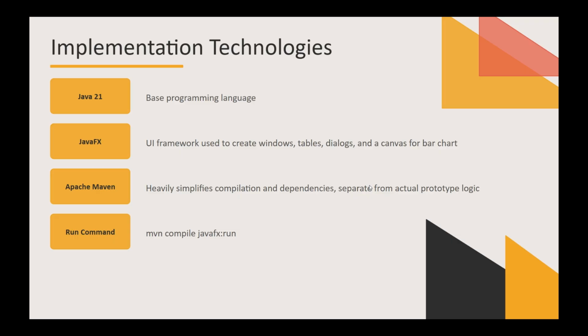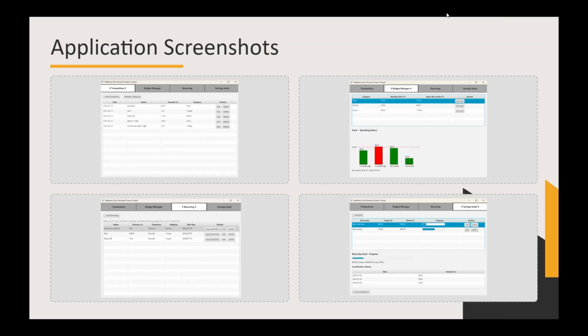So how do we implement this stub prototype? Well, we use Java as a base language, and on top of it, we made use of JavaFX to develop windows, tables, dialogues, and the canvases. Really, the entire UI makes use of JavaFX for both consistency and general. Then Maven was used to simplify compilation, so that it can be ran on more systems for a better evaluation process for all parties involved.